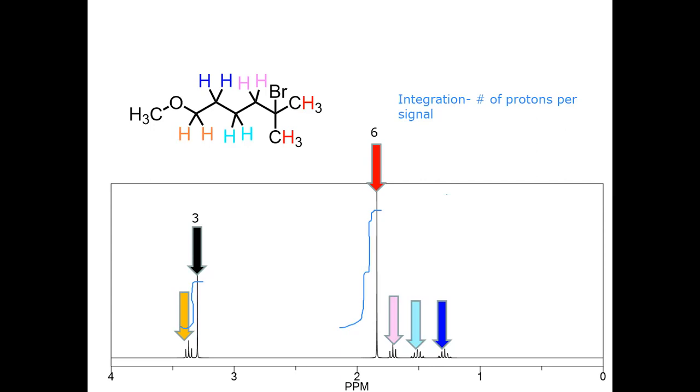So the integration tells you how many of each type of proton is present. The number of signals tells you how many different types of protons are present, so how many sets are present. And then the splitting pattern tells you how they're connected, how they are related to one another. All right, questions about that?